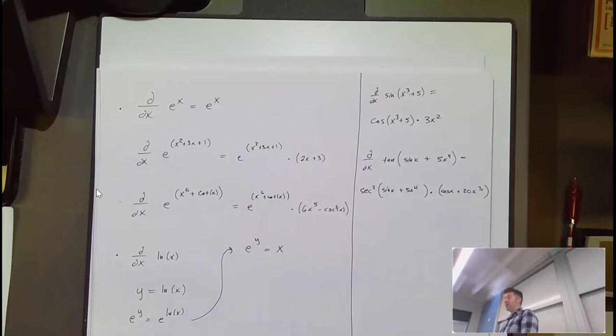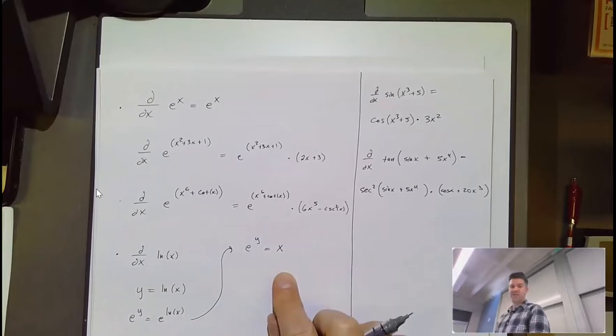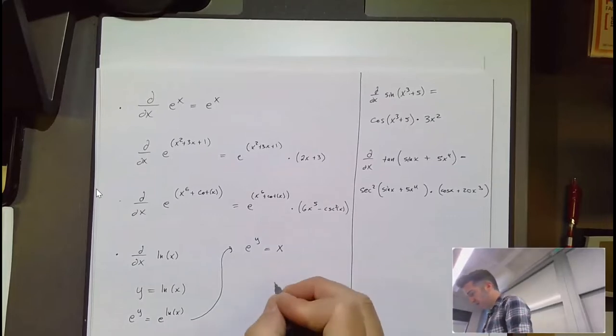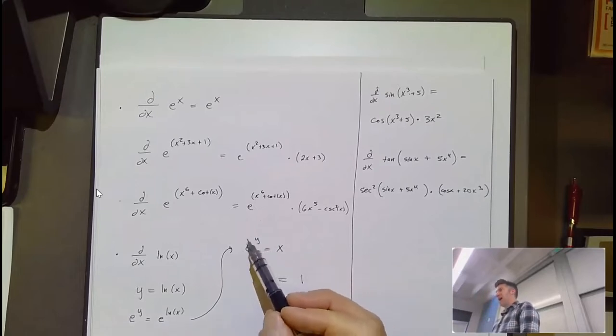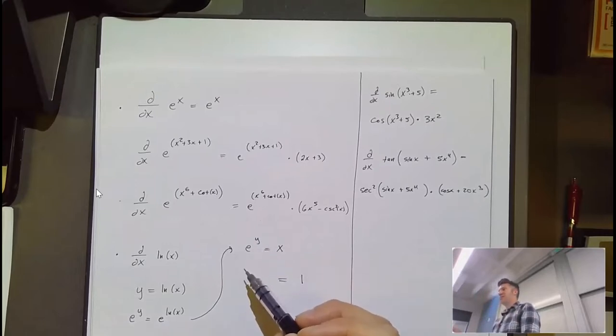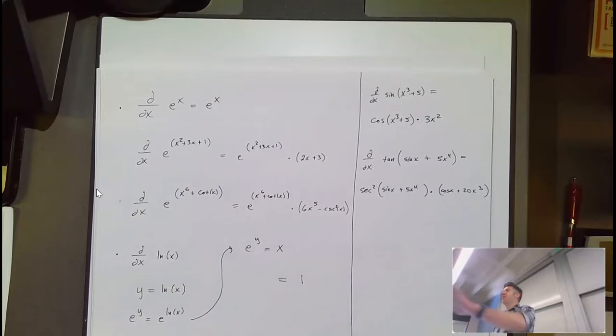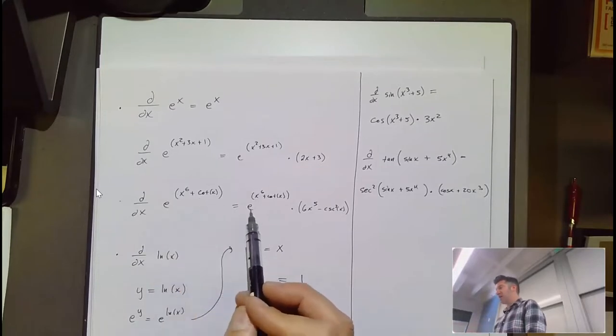All right, I'm going to take the derivative of both sides. What's the derivative of x? What's the derivative of e to the y? That's mostly right. Let me ask you a different question. What's the derivative of e to the stuff? Well, the derivative of e to the stuff is e to the stuff.